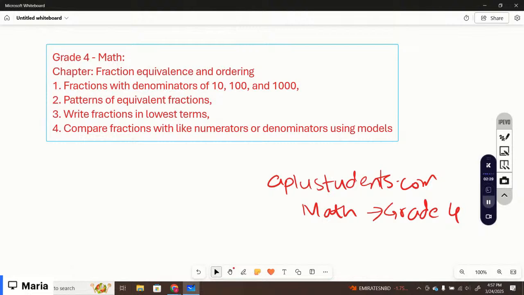The lessons we're going to cover today are fractions with denominators of 10, 100, and 1000, patterns of equivalent fractions, write fractions in lowest terms, compare fractions with like numerators or denominators using models. So please make sure you have your notebook and pencil so that you can note down the important examples and definitions as well.